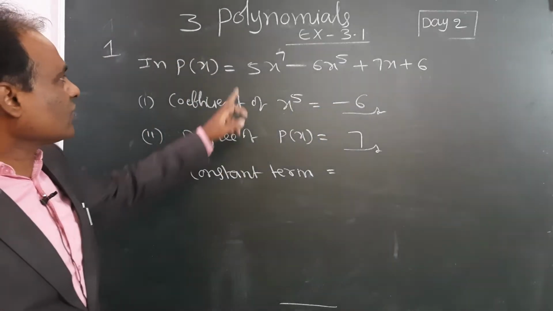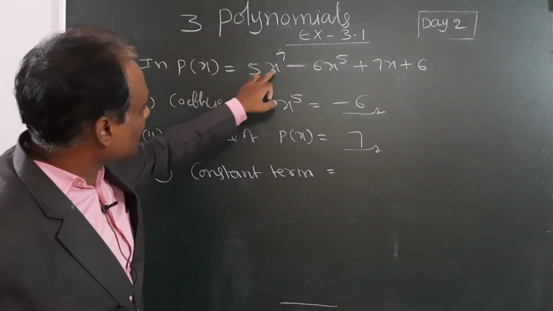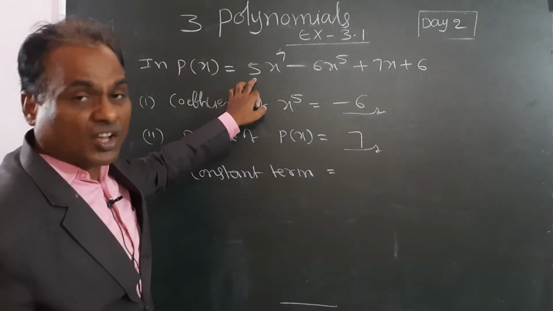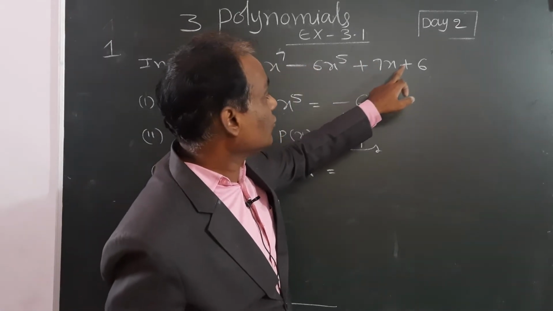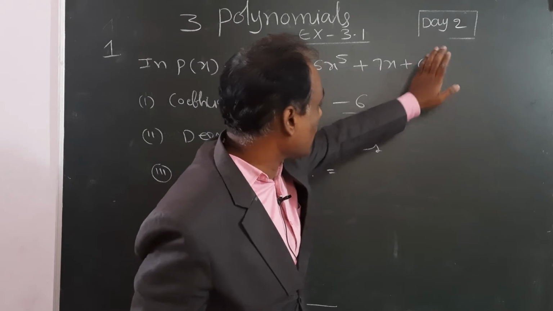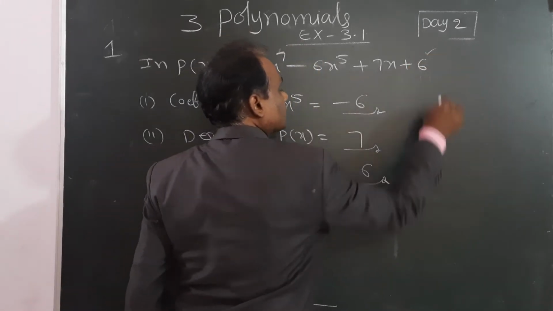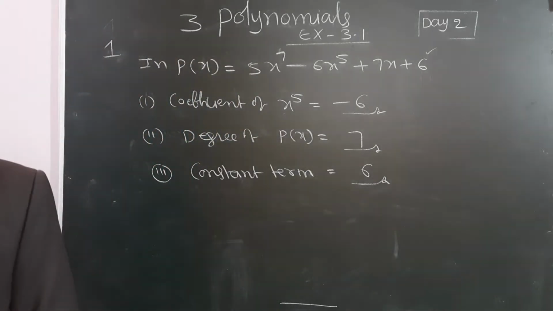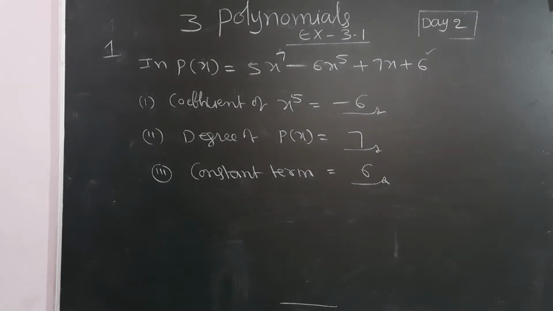Constant term. Actually 5, 6, 7, these are all constant numbers, but when multiplied with the variable, it is called a coefficient. This is a coefficient, this is also a coefficient. So without x, that is completely constant. That 6 is the constant term. First question is over. Look at the second problem.